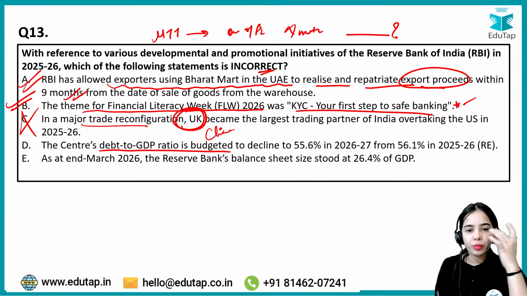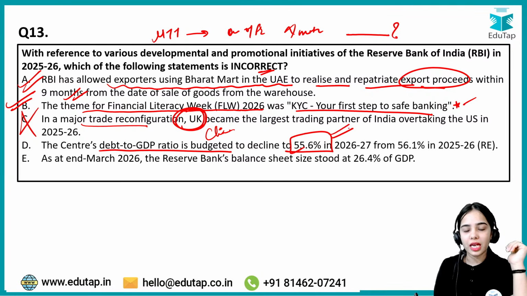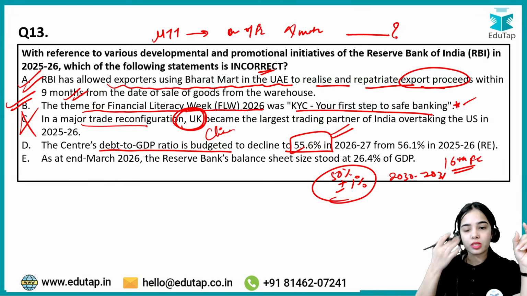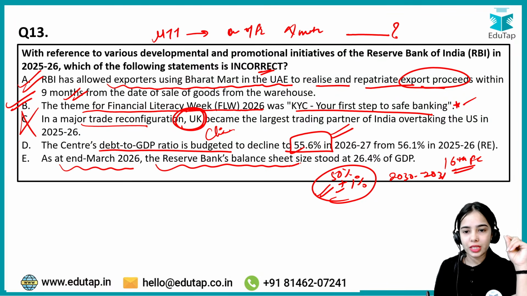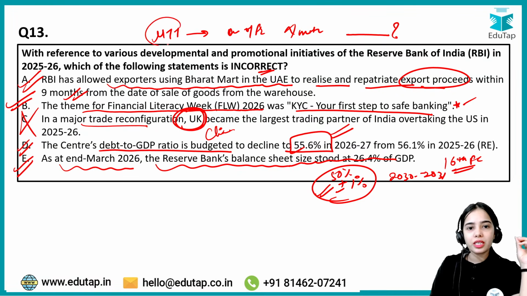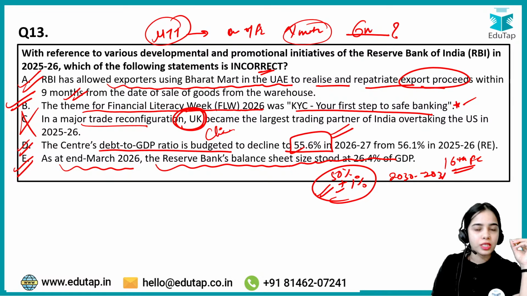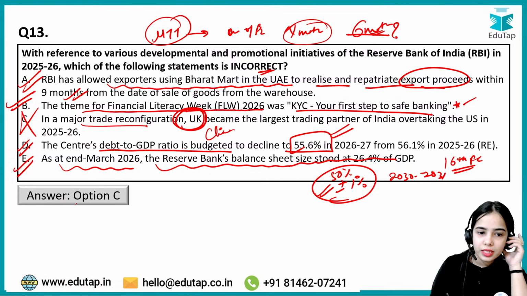The center's debt to GDP ratio is budgeted to decline to 55.6%. Absolutely correct. And in the 16th Finance Commission also this was discussed that the target for 2030-2031 is to reach 50% plus minus 1% of the debt to GDP ratio. Okay, so this is also important. As at the end of March 2026, the Reserve Bank's balance sheet size stood at 26.4% of the GDP. Yes. MTT, merchanting trade transfer, for the outlay of foreign exchange, the timeline has been increased from 4 months to 6 months. Chalo. C is the answer here.